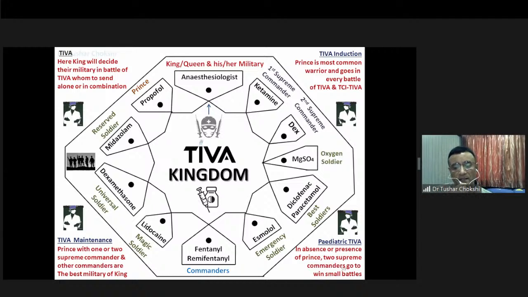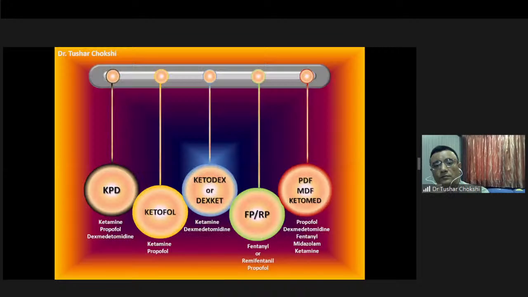If you are not using TCI machines, then propofol with ketamine, propofol with dex, propofol with fentanyl, or propofol with remifentanil are the primary combinations we give. In pediatric TIVA, I have started a ketamine-dexmedetomidine combination instead of propofol. In the absence of the prince, when you are not using propofol, the two supreme commanders go to win the battles. Remember, in pediatric TIVA, people have now started ketodex. These are the combinations I am using, and they are universally accepted all over India.